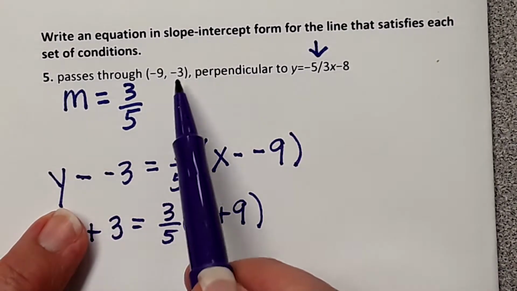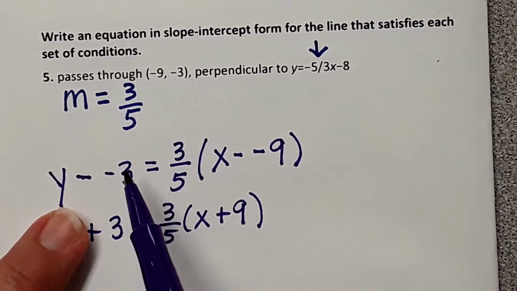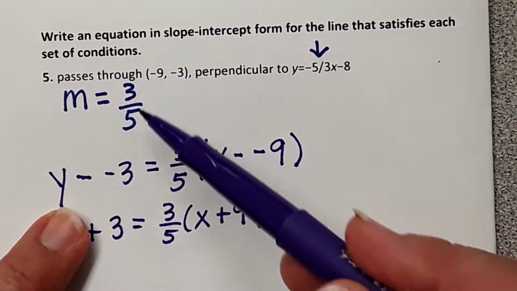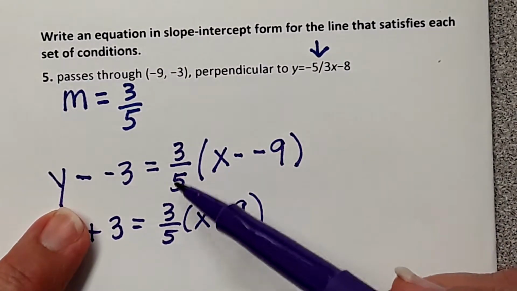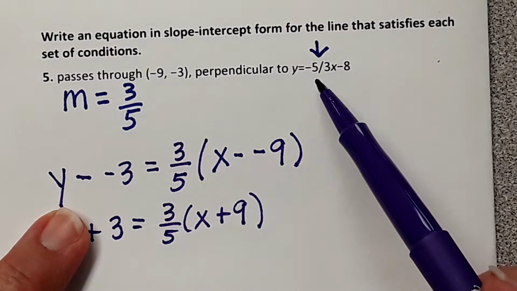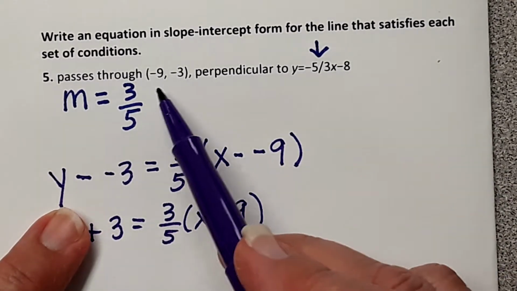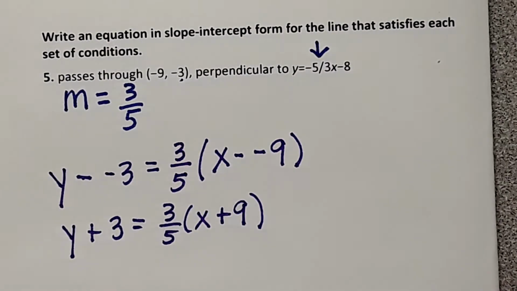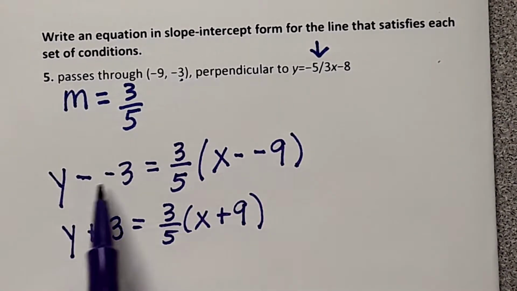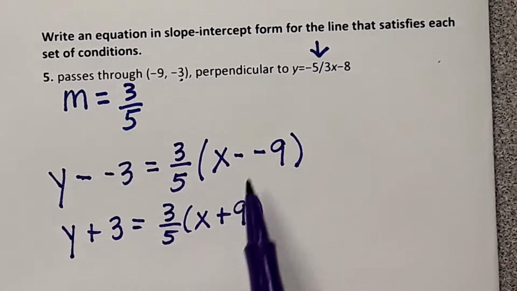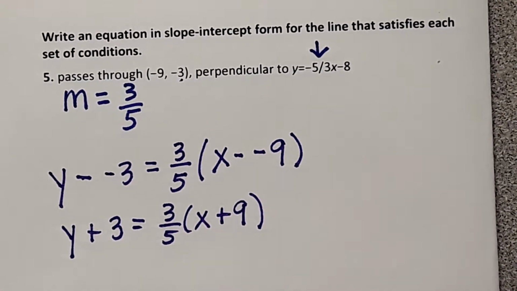y minus -3, because -3 is y1, equals the slope. The slope is 3/5. Again, it's perpendicular to this slope. Then x minus -9. Then what I need to do is, minus a negative is a positive. Now what I'm going to do is write it in slope-intercept form. This is point slope form.